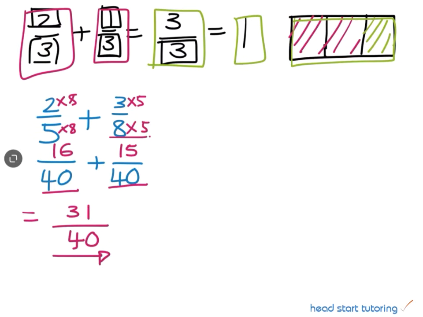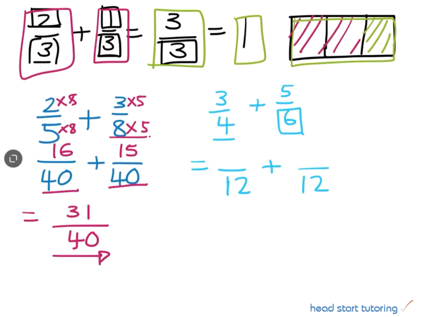Right, let's have a look at 3/4 plus 5/6. So we now need to find a common denominator, or a LCM, or lowest common multiple, between 4 and 6. So let's count again in sixes, because 6 is our bigger denominator. So 4 does not fit into 6. 12, 4 does fit into 12. So 12 will be our LCM, or our lowest common multiple, or our common denominator.